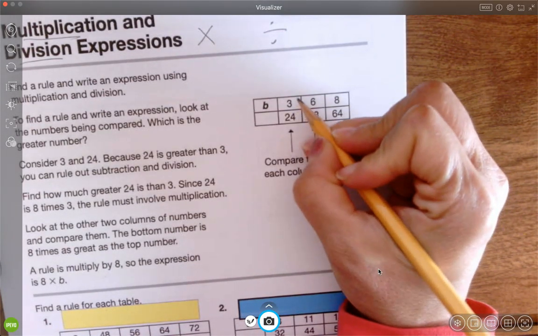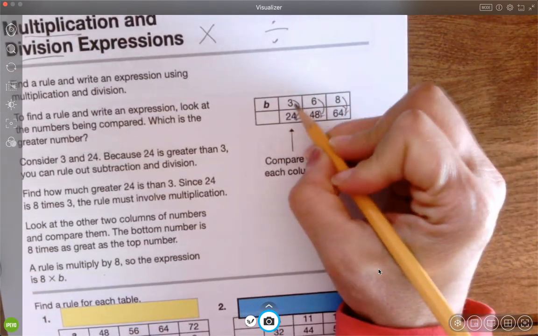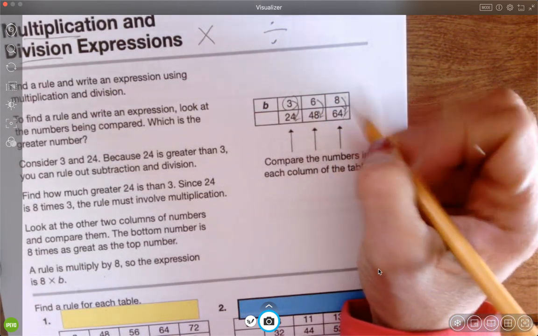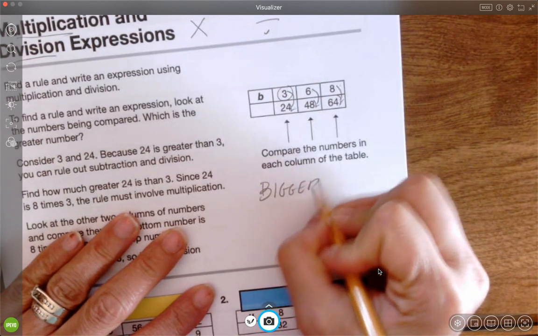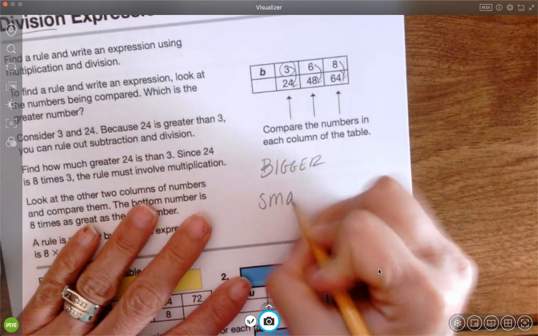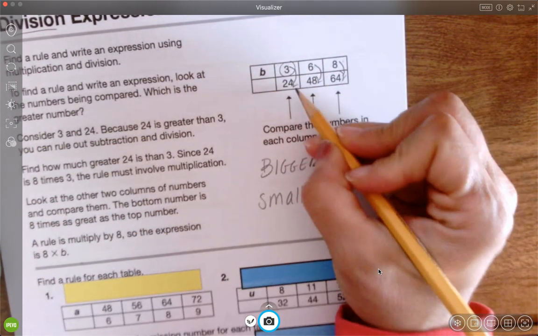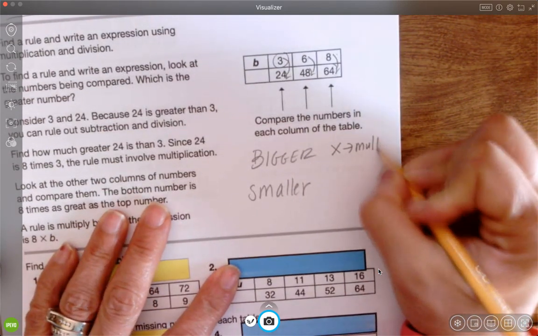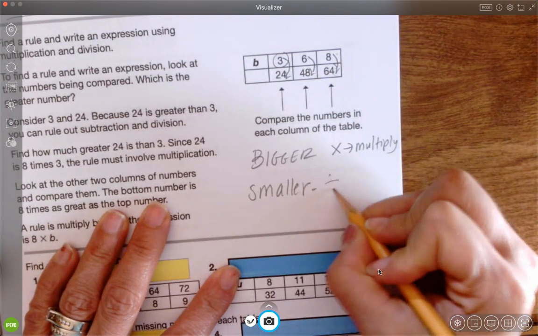So what you want to do is look at the numbers. Again, you're comparing the top number to the bottom number and what's happening. So I'm going from 3 to 24, 6 to 48, 8 to 64. You want to ask yourself, are they getting bigger or are they getting smaller? In this case, our number is getting bigger, so I know I'm going to be multiplying. Remember, bigger means to multiply. If the number was getting smaller, we would be dividing.